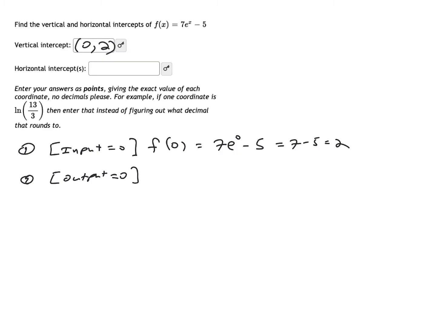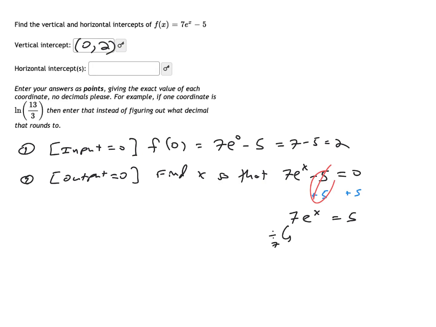For the output to be 0, that means we're trying to find the input so that the output is equal to 0. The formula for the output is 7e to the x minus 5, so it'll look like this. My solution method for this is to get the exponential part, the e to the x part, by itself on one side. I can do that by first adding 5 to both sides. That'll make my equation look like 7e to the x equals 5. Then I can divide both sides by 7, and I'll have e to the x equals 5 over 7.